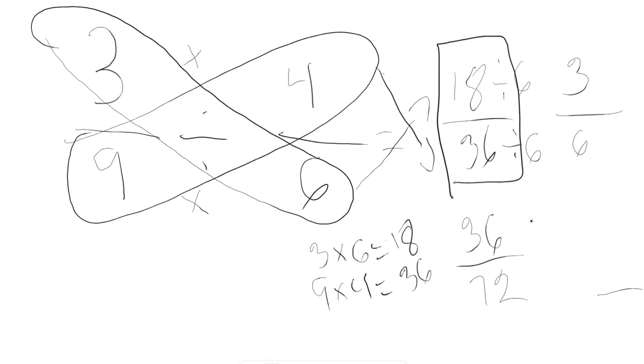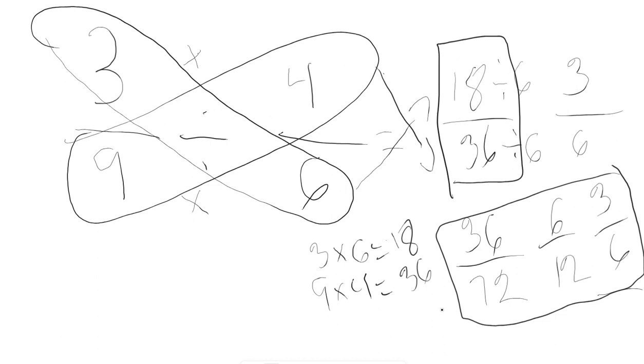and you would end up with 6 over 12, right? And then you take half of 6 over 12, and you get 3 over 6. But you also know that 6 is half of 12, and you also know that 3 is half of 6. And if you know that 36 is half of 72, then you know that all three of these answers are 1/2.